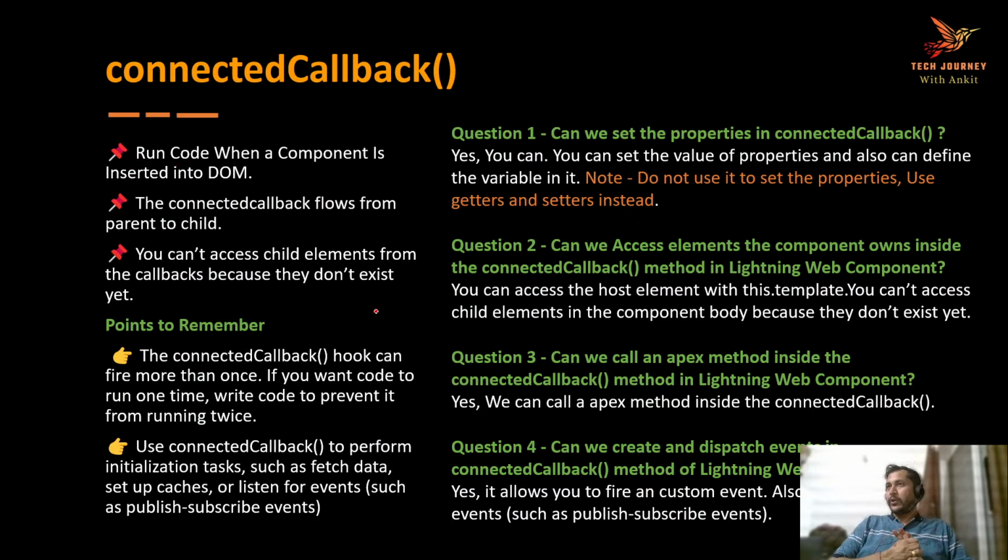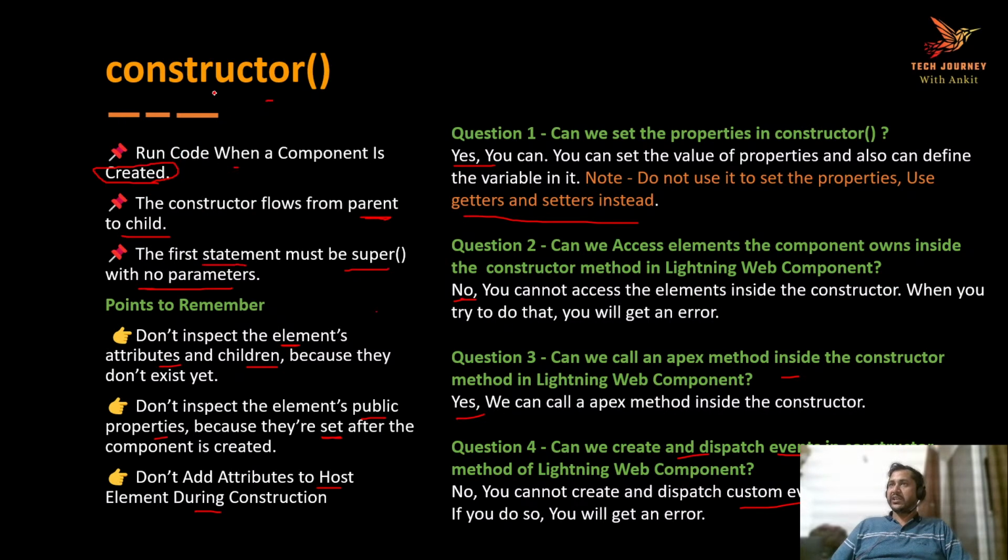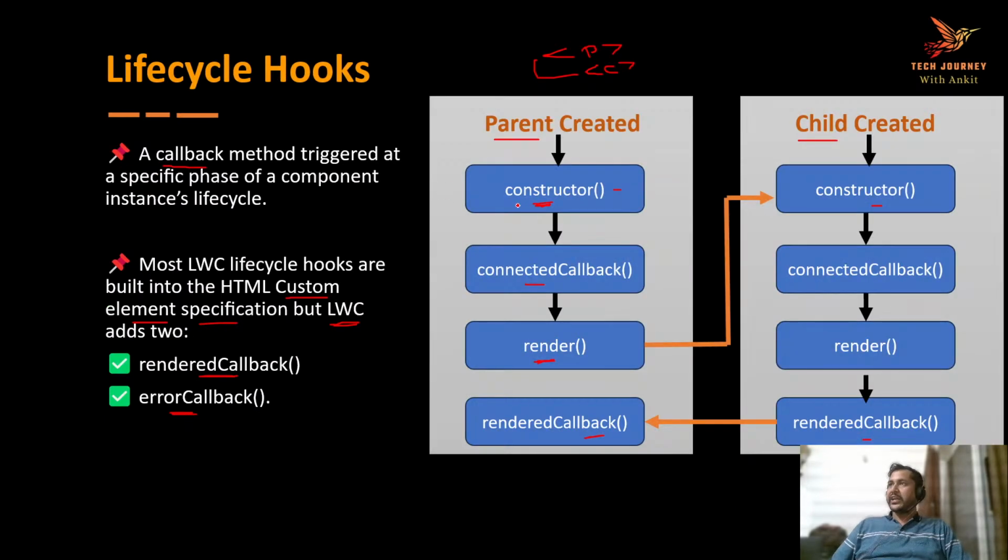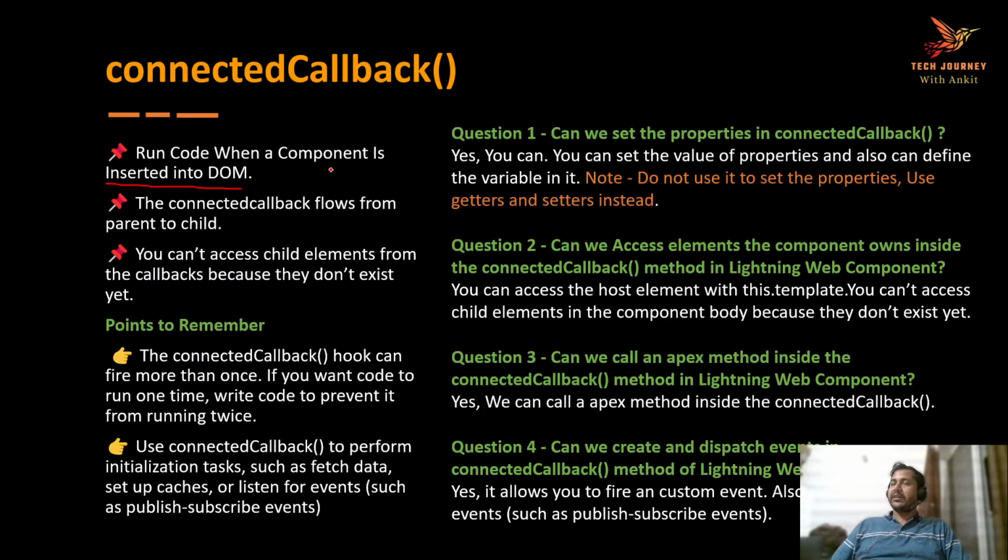Next one is the connected callback. The connected callback executes whenever the component is inserted into the DOM. You can understand it this way: the constructor is called when the component is created. So first is the creation of the component, and at that time the constructor will be called. Now, as soon as the component is inserted into the DOM, the framework will call another method, that is the connected callback method.